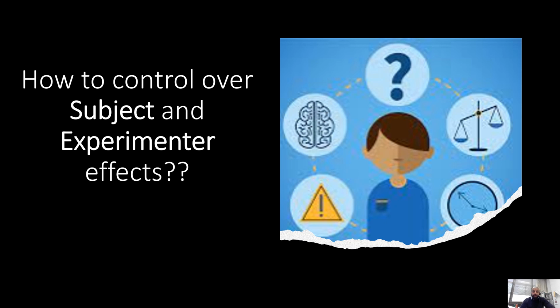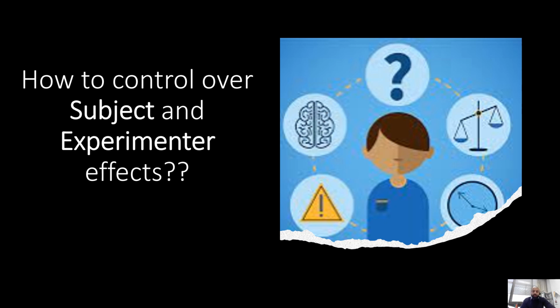Just to give you a quick recap, remember subject effects are those effects caused by the participants not behaving as they normally would in a natural setting or when under observation, especially because they know that they are being observed. And there are some other reasons for it, which I've discussed in my previous video.